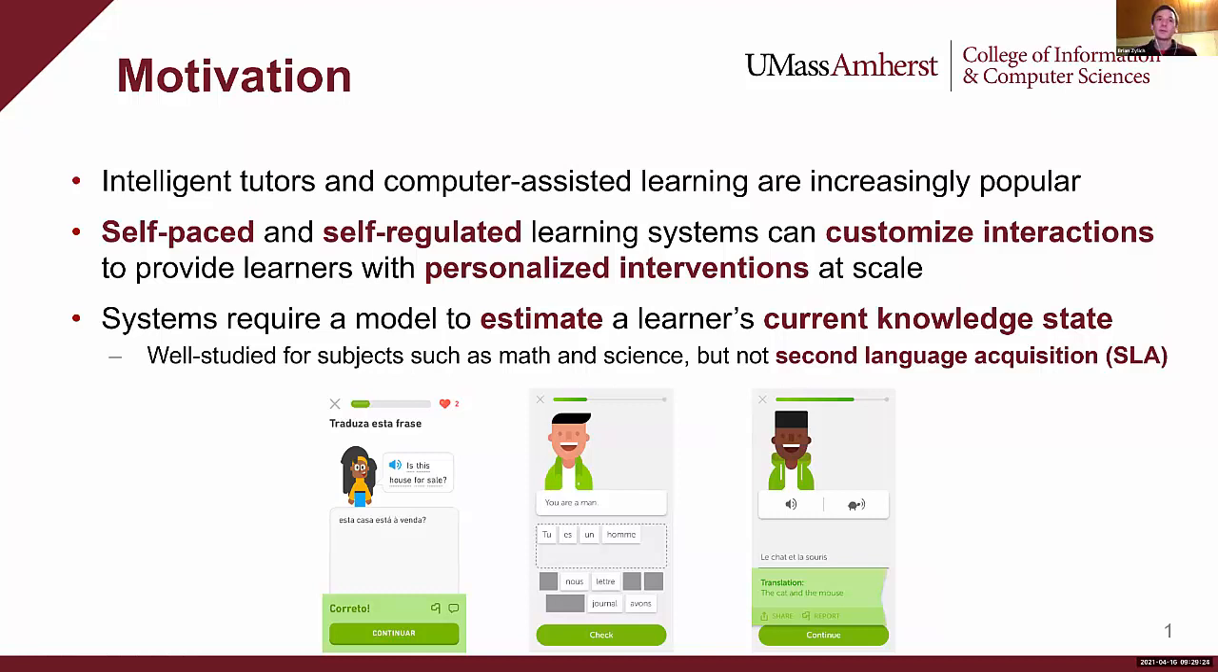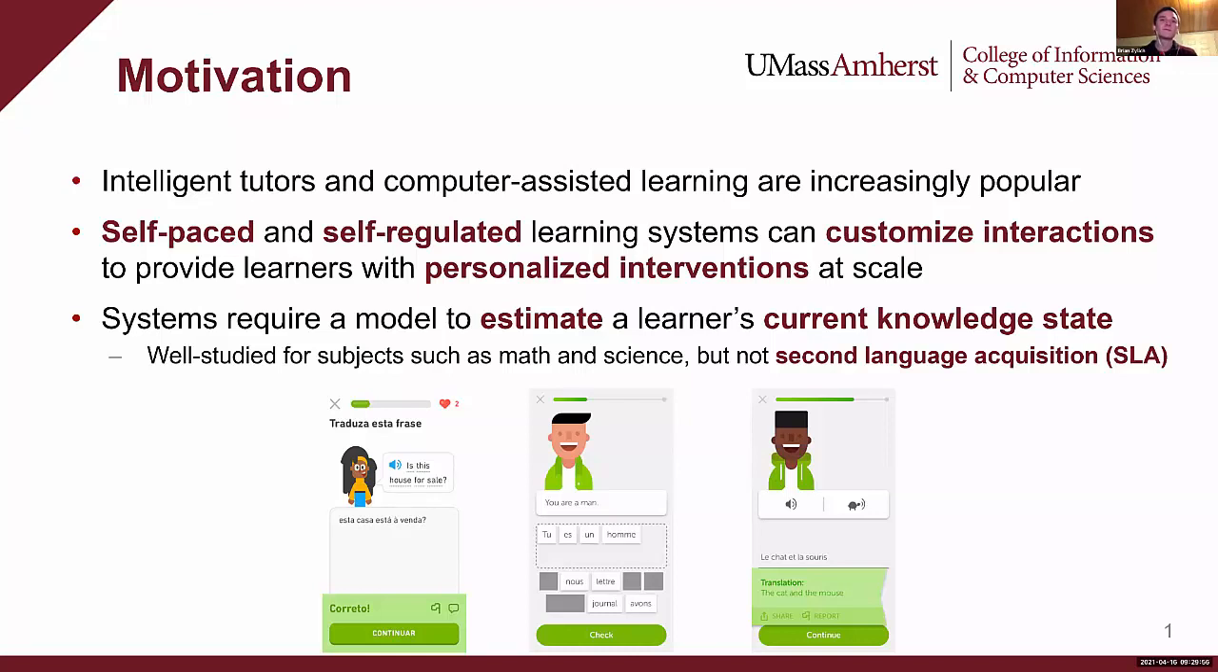As we're in an ongoing pandemic, and many people are studying online via remote learning, intelligent tutors and computer-assisted learning are increasingly popular. Some of these systems are self-paced and self-regulated learning systems. These systems especially can customize interactions to provide learners with personalized interventions at scale. But to do this, systems require a model to estimate a learner's current knowledge state.